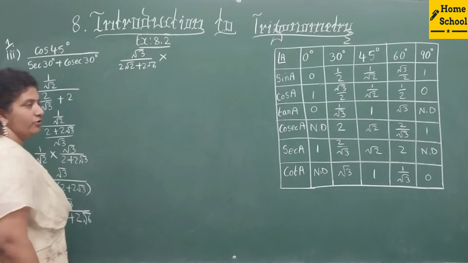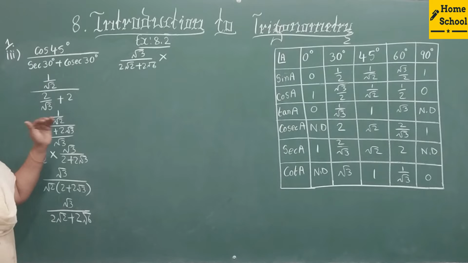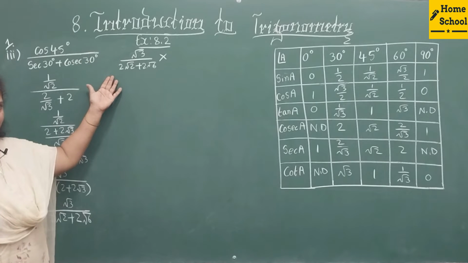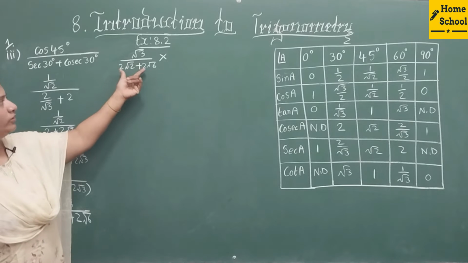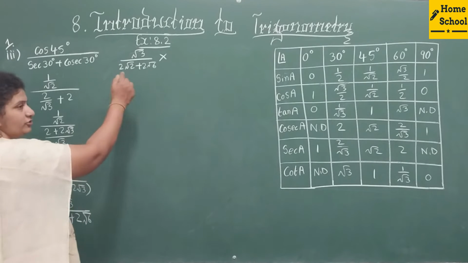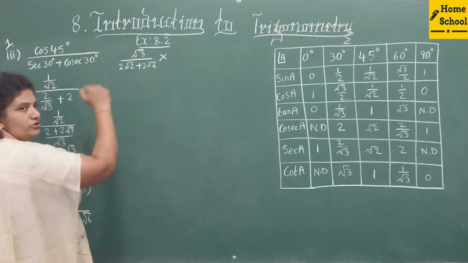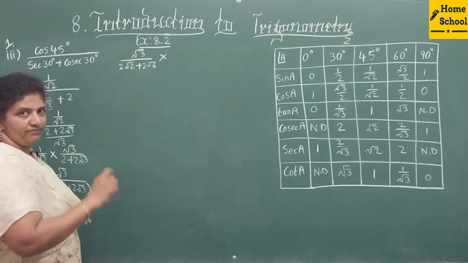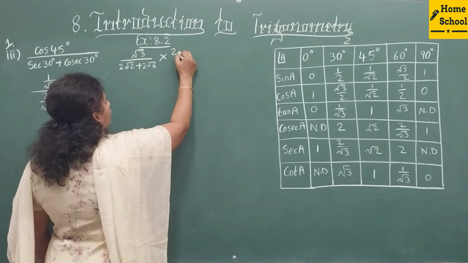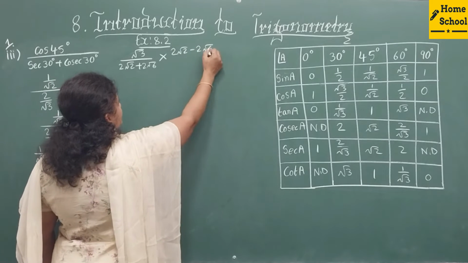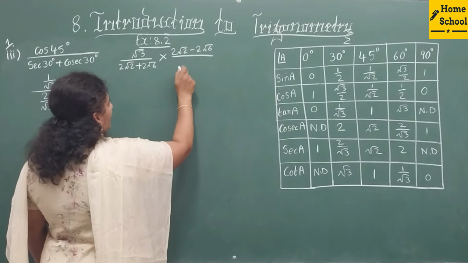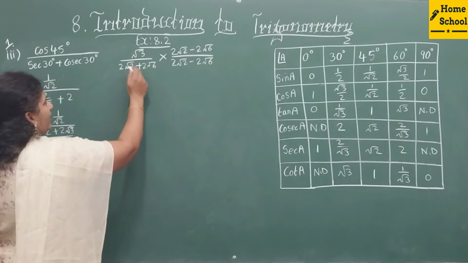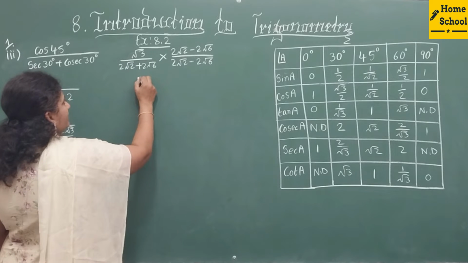For this ratio, multiply the conjugate of the denominator for numerator and denominator. So what am I doing now? In the denominator you have a plus sign, so you need to take a minus sign. 2 root 2 plus 2 root 6 you have. Its conjugate is 2 root 2 minus 2 root 6. Multiply for numerator and also denominator. Okay. Now again multiply numerators and denominators.